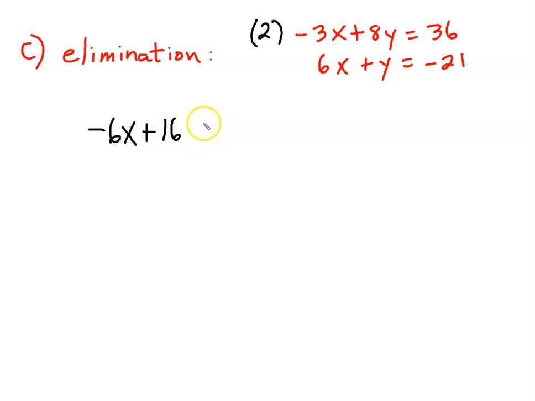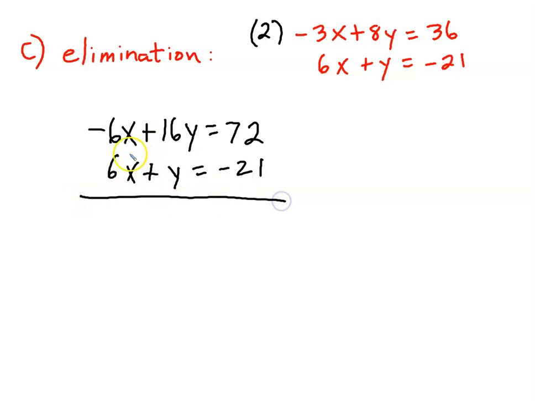Just remember, a common mistake I see in these problems is people get so focused on the variable that they're trying to cancel that they forget everything in that equation needs to be multiplied, in this case by 2. Now, I'm not doing anything to the bottom equation. You don't always have to multiply by both. Okay, so I'm going to eliminate, or we could think cancel, the x's with addition. Because negative 6 plus 6 is 0, 16 plus 1 is 17y, and 72, that's really like minus 21, is 51. So I got y is 3.